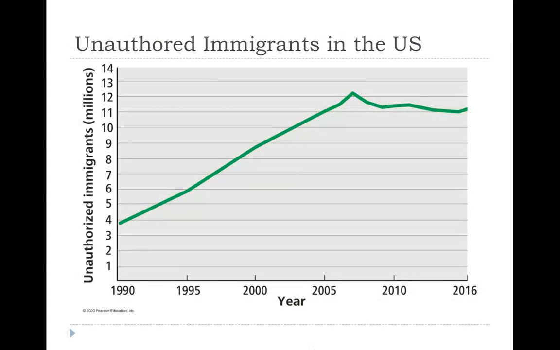So here are unauthorized immigrants in the United States from 1990 all the way up to 2016. Again, you can see the rise was pretty steady, up to about 12 million or a little bit more. And then you can see it evened out to about 11 million or so after that.